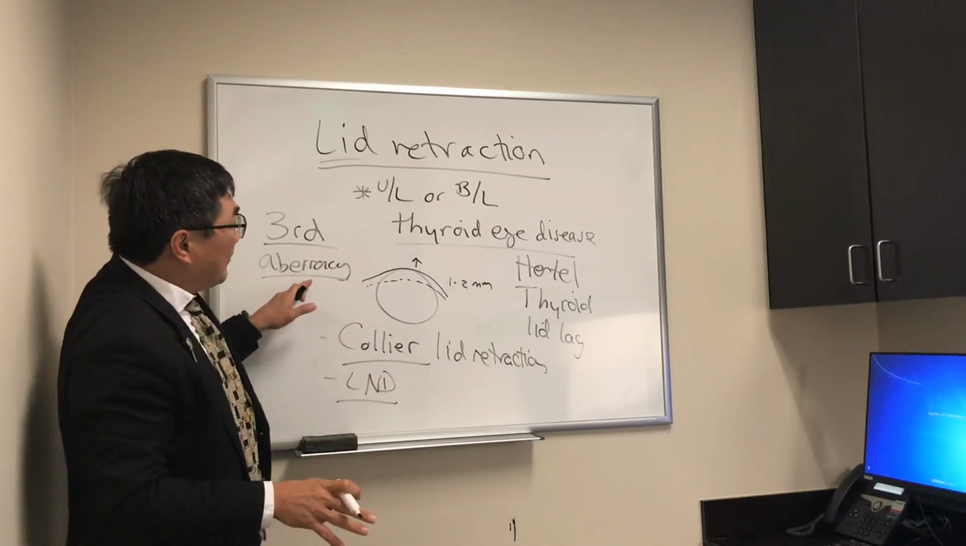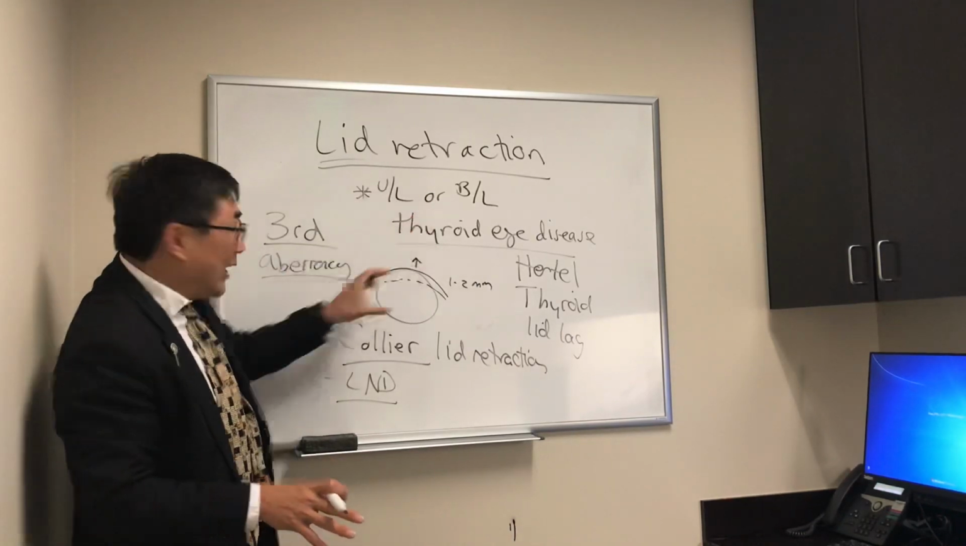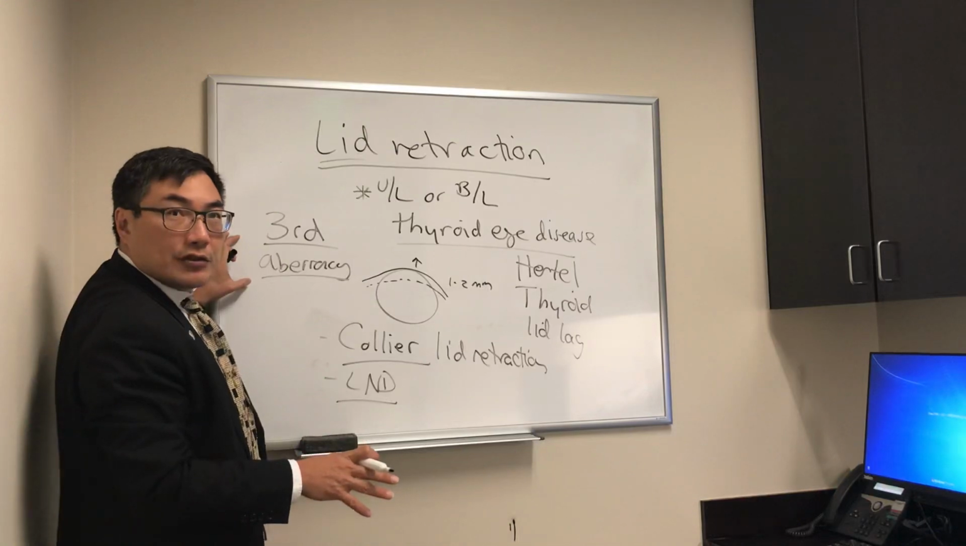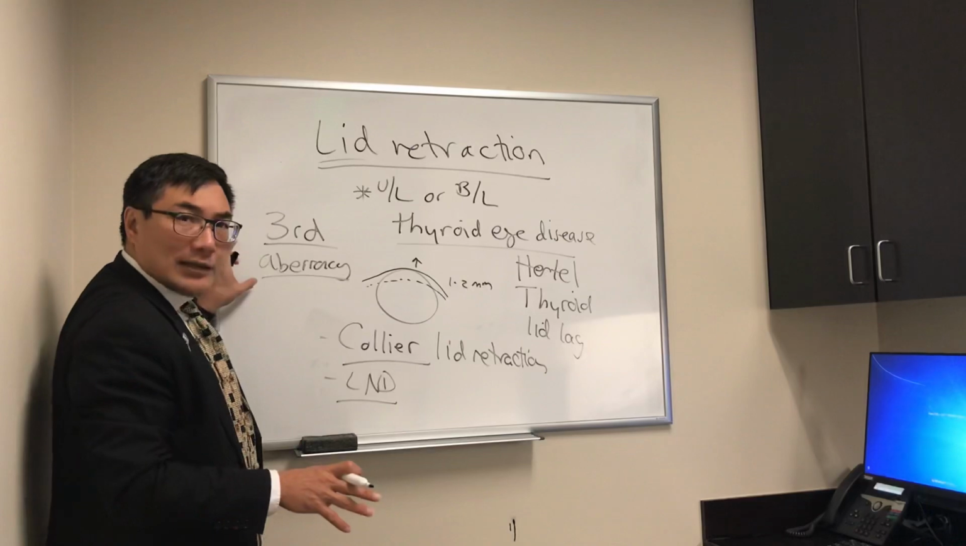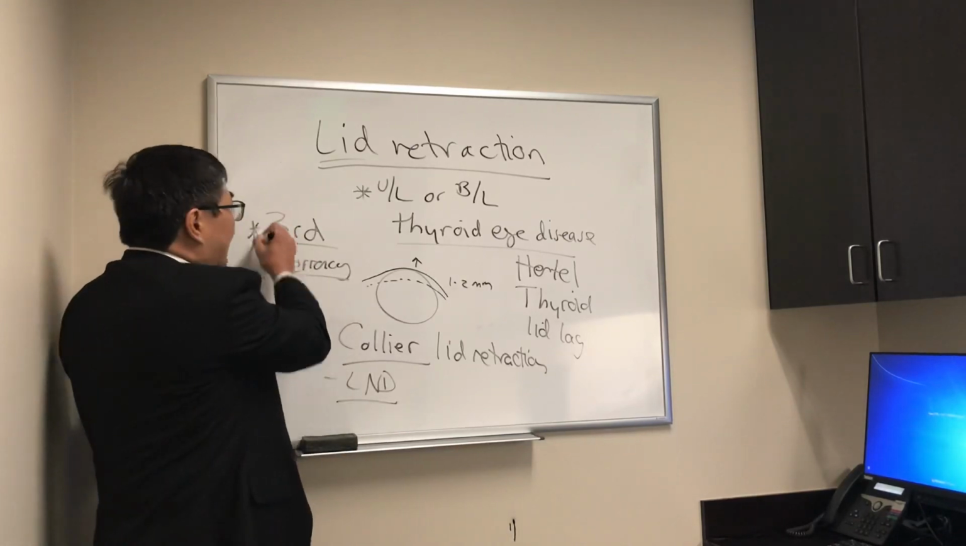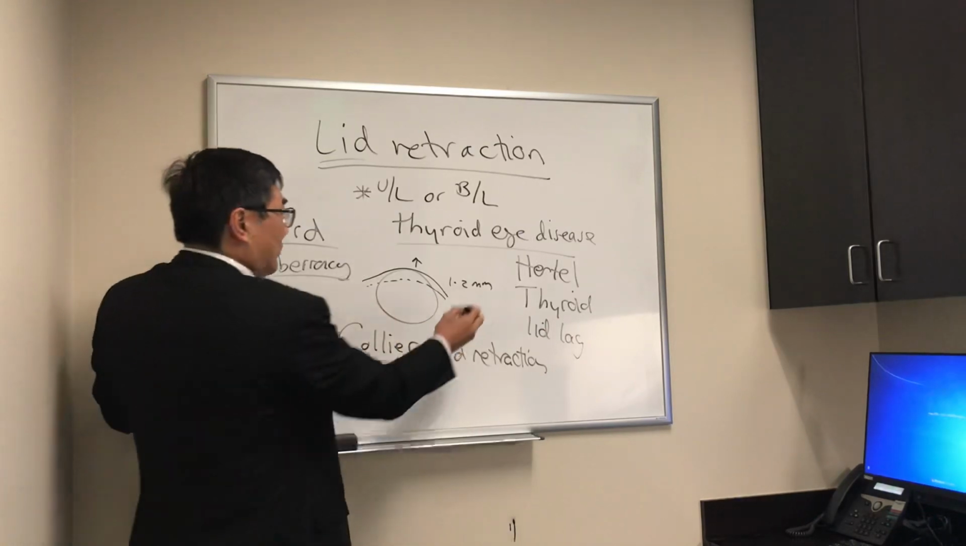So we can get a von Graefe sign in thyroid eye disease, but we can get a pseudo von Graefe sign in aberrant regeneration of the third nerve. And so we're going to be looking for ophthalmoplegia and the pupil involvement as well in third nerve palsies with aberrancy. And finally, you can get one eyelid retracted and the other eye could be ptosis.